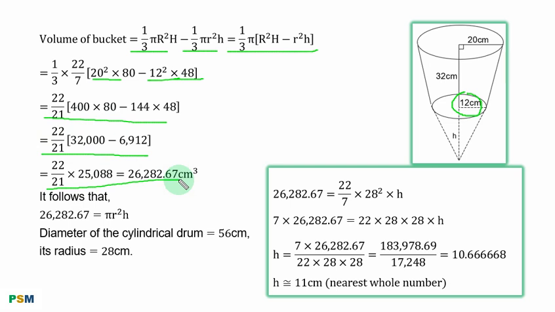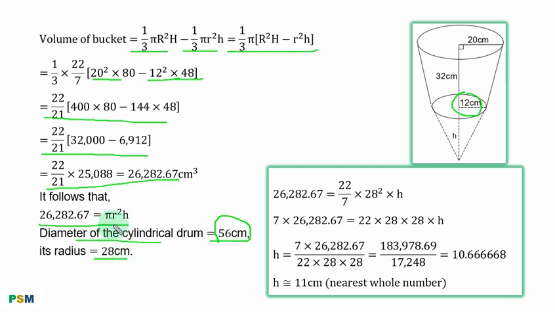You have to equate the volume of the bucket to the volume of the drum in form of cylinder in this form. From the question, diameter of the drum is 56 cm. Its radius becomes this number divided by 2, that is 28 cm.